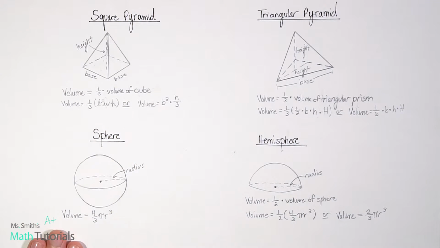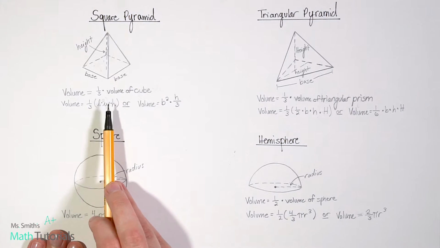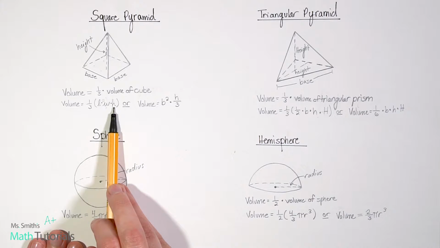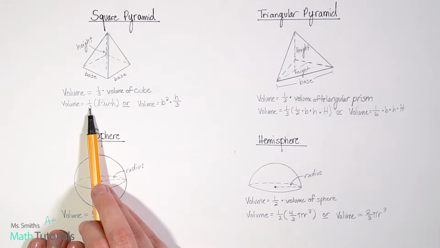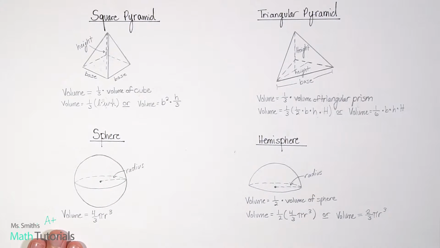So let's think back to the other page of what our volume of a cube was. Well, that was length times width times height, right? So if you just throw a 1/3 out front and multiply it, then you're good. You've got your volume of a square pyramid.